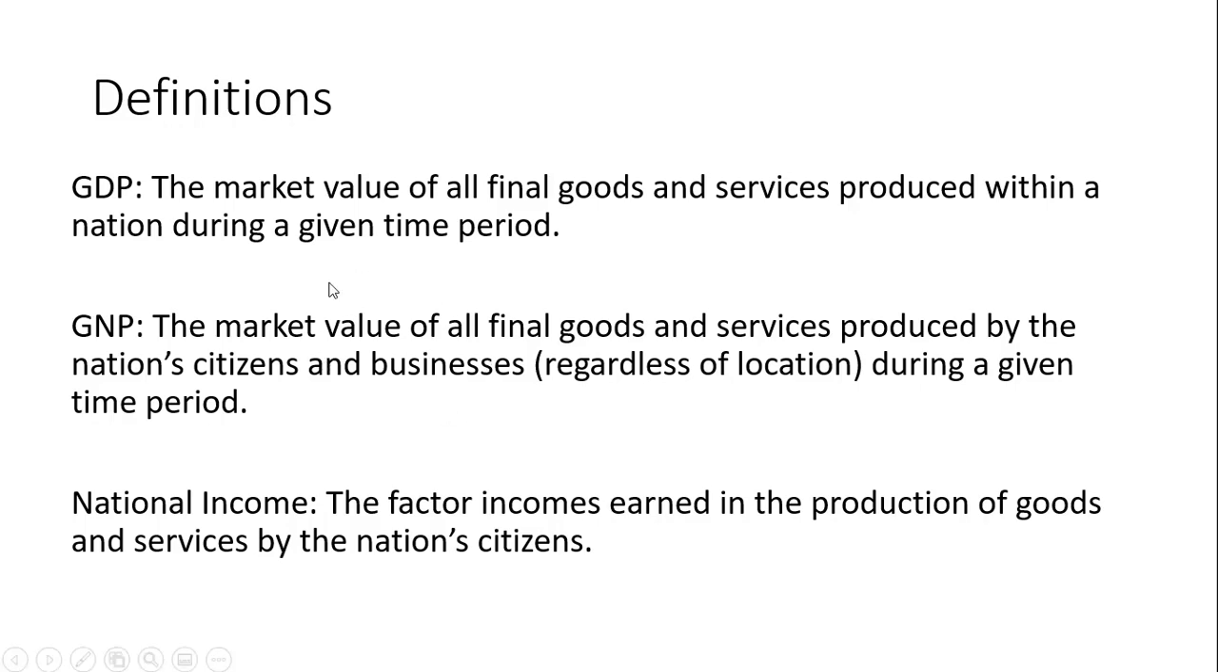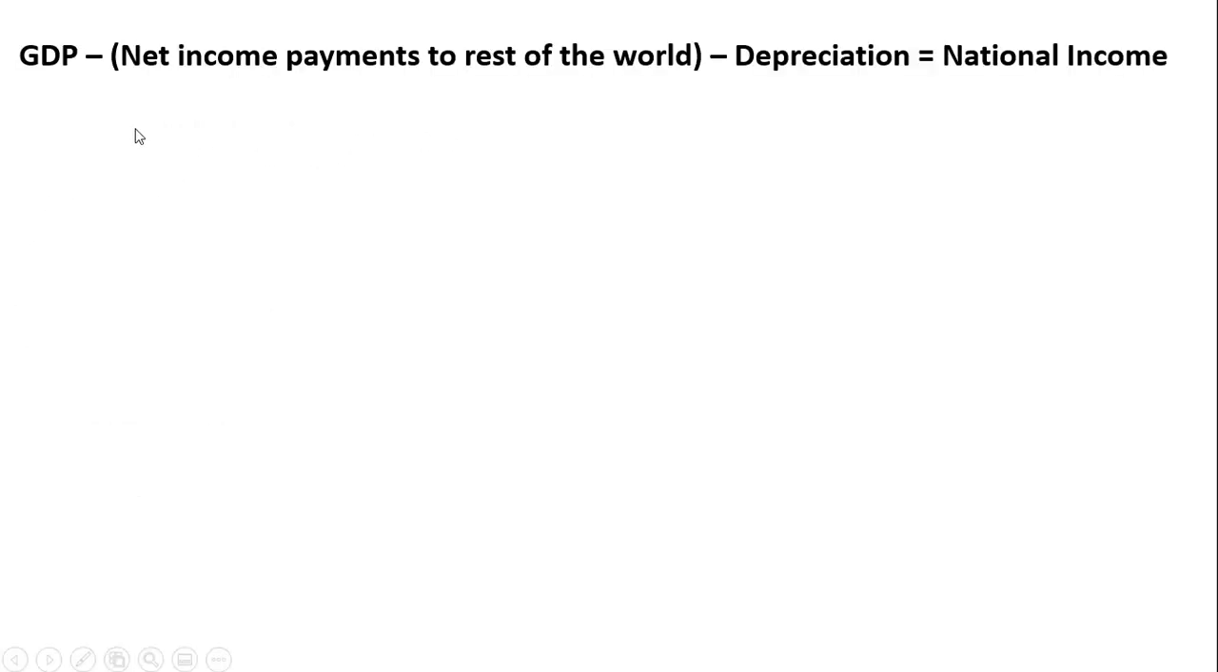Just one thing on GDP and GNP. So for example, the U.S. would include in its GDP the salary of a Canadian working in the United States, but it would not include the salary of an American working in Canada. On the other hand, GNP would include the salary of an American working in Canada, but it would not include the salary of a Canadian working in America. All right, so now some relationships.